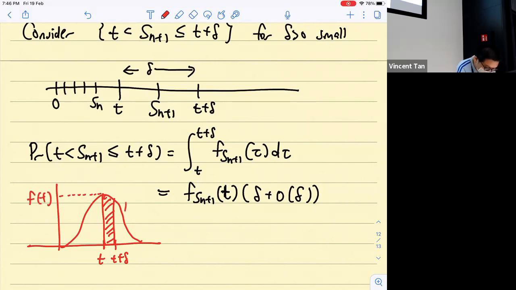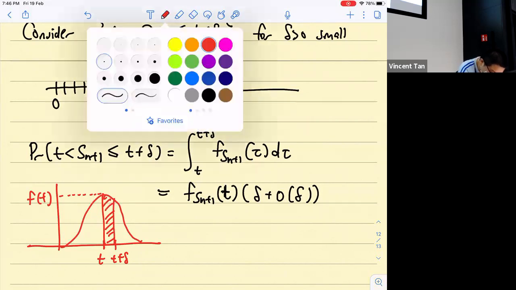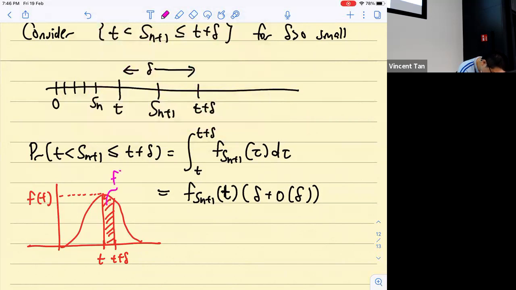How to evaluate this area here? Well, we can approximate this area by means of f of t times delta. And the remainder term is this little o of delta, just to be precise. So if this density is continuous, we can do this. But you don't need to know what is continuous. So just believe this. All right. So this is one way of evaluating this probability.